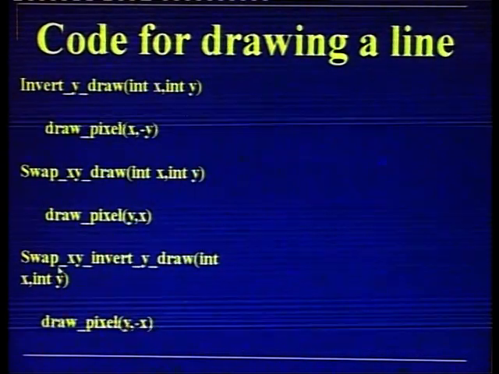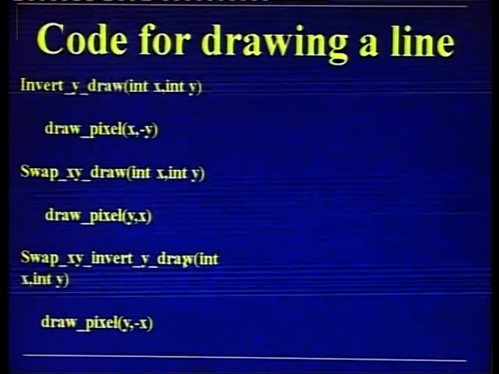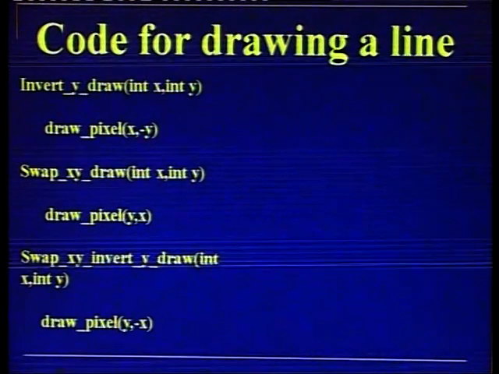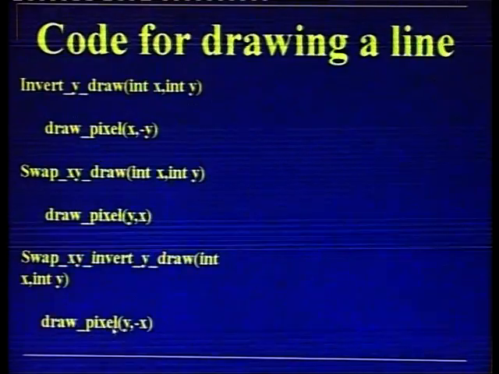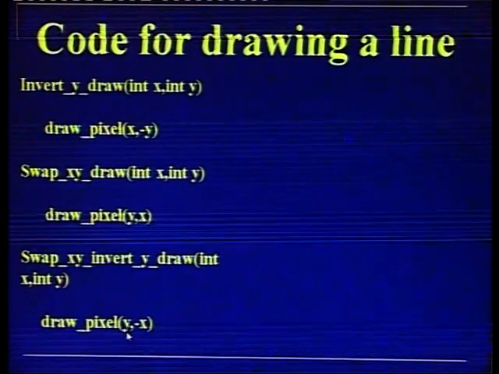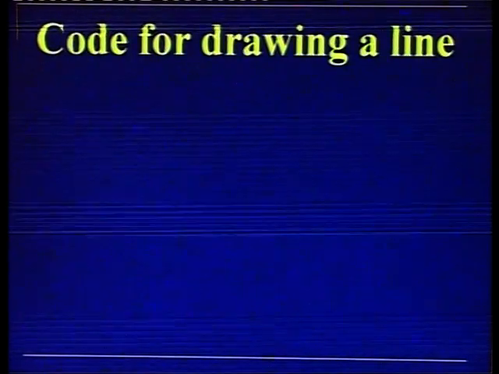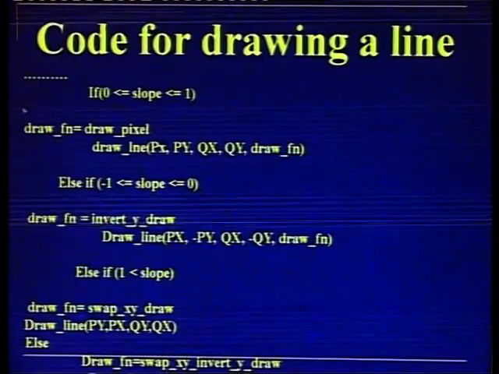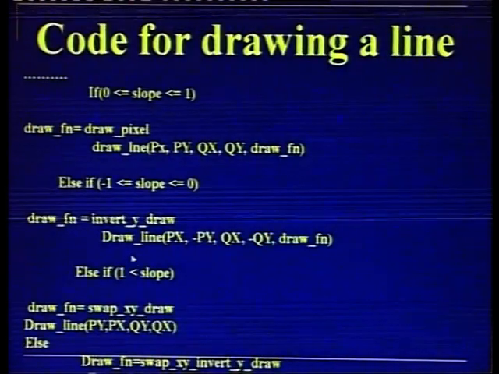And if we are to swap x y and invert, both, the line is with the negative slope also and within the area of the third and fourth quadrant, we are to draw the pixel with the swapping of the x and y coordinates also, and the x coordinate will be inverted here. This is another code. This is the code you can read out later on.